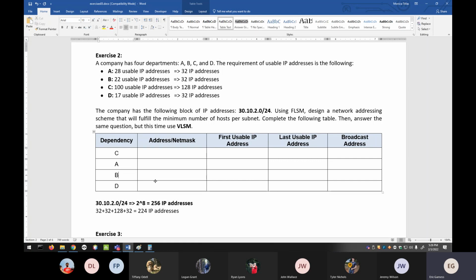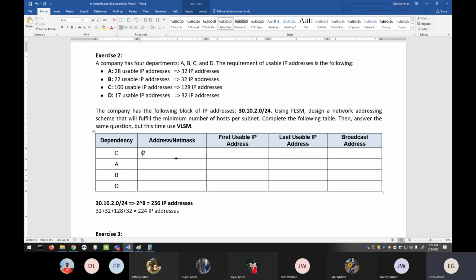You can do them as you want, but I'm going to do A, B, D. Okay? A, B, and D need 32 IP addresses. So if I do A first, B first, D first, it's not a problem because they have the same requirement. But C, I must start with C. I have to go from the highest requirement to the lowest requirement when I give IP addresses. Okay, so C needs 120 IP addresses.